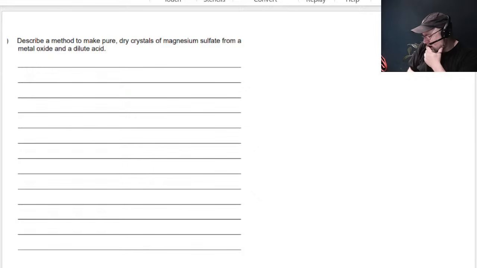Yeah, what you're saying, best for pro says heat the acid, keep adding the metal oxide till it's in excess, then filter the excess, heat gently and leave to crystallize. Boom! You get quite a few marks for that, but there's a little bit more you can have for 6. What they're looking for here, you are basically on the right track with that. So let me go through.